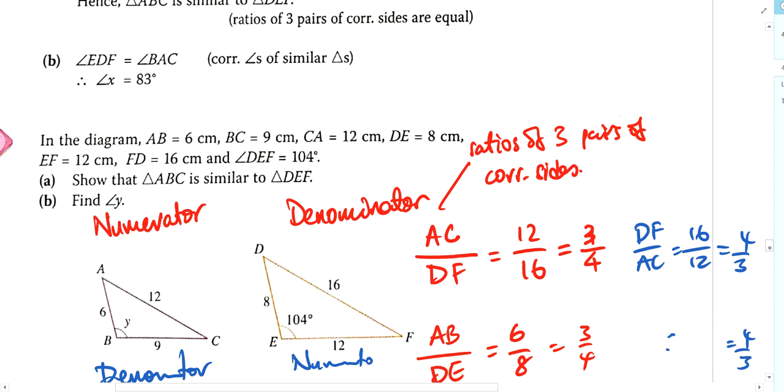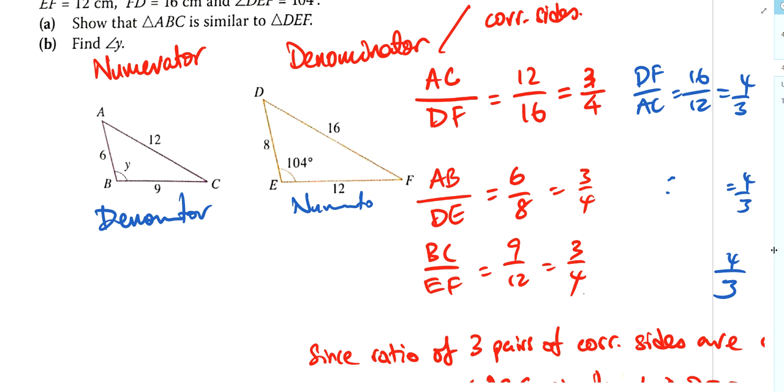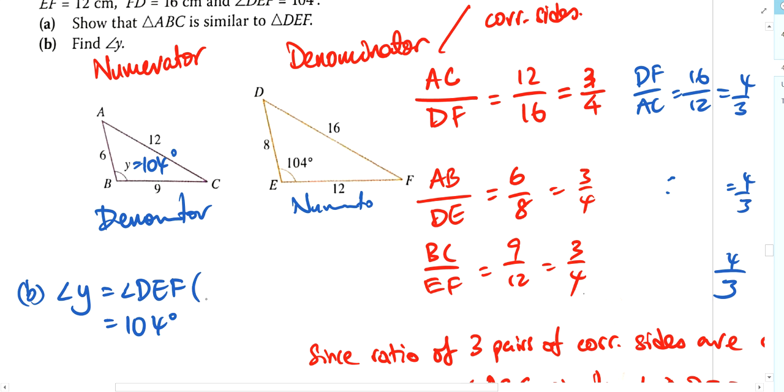Now for the last part, find angle Y. 104. Yeah, obviously angle Y is 104. So for part B, angle Y equals to 104. Okay. Equals to angle DEF, which is 104 degrees, corresponding angle of similar triangle. Okay, so that's the reason over there.